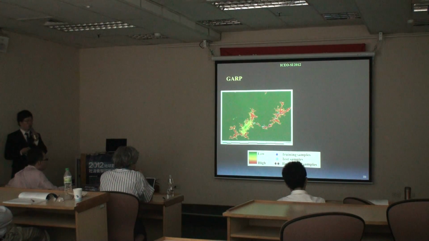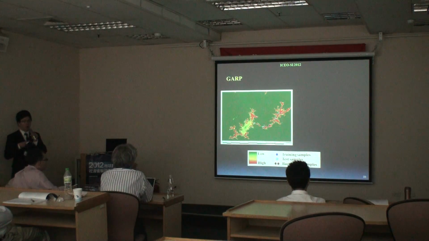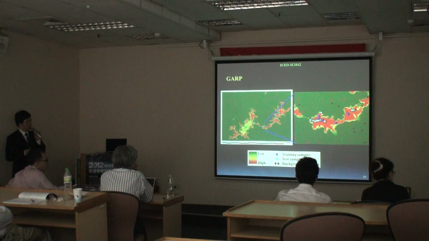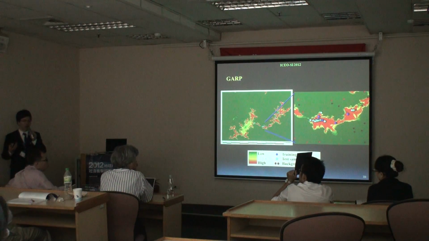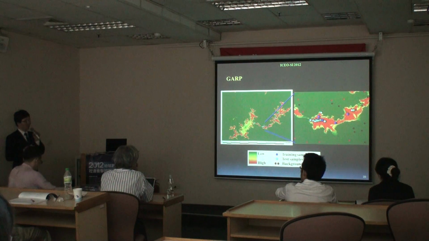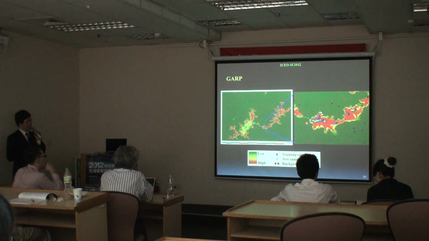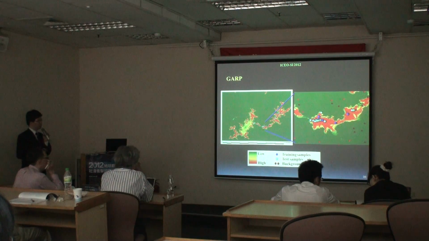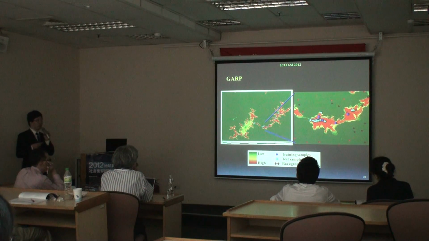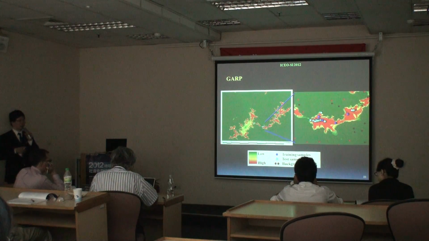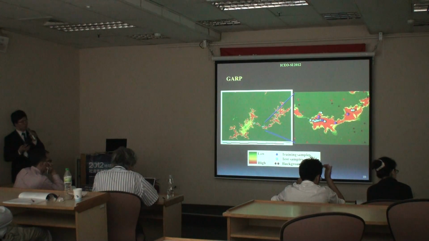The software we use, desktop GAP, focuses more on the omission errors, so it usually has a wider prediction than other models, and it may cover more potential suitable area. Both the MaxEnt method and the GAP method can also be used in different applications with different thresholds.